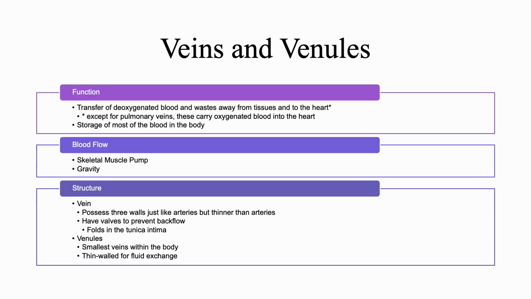Venules are the smallest veins in the body and collect blood from capillary beds before draining into larger veins. There are several factors that influence venous blood flow. The skeletal muscle pump helps compress veins during muscle contraction, pushing blood upward, while gravity can slow venous return, especially when standing for long periods of time.